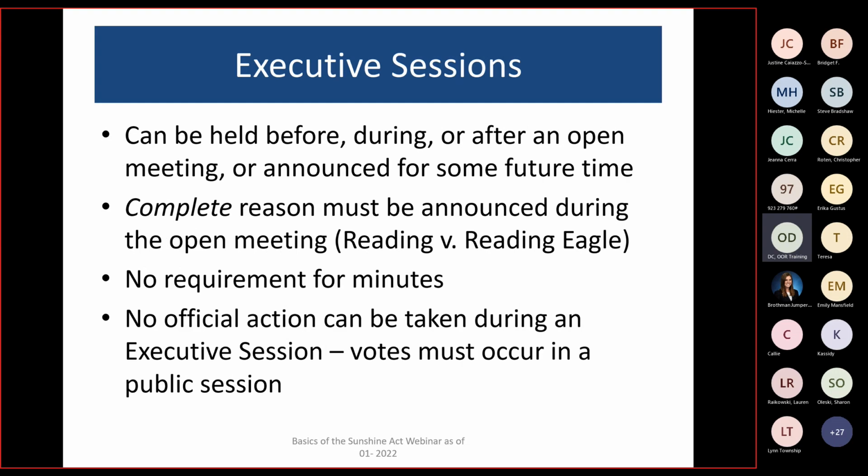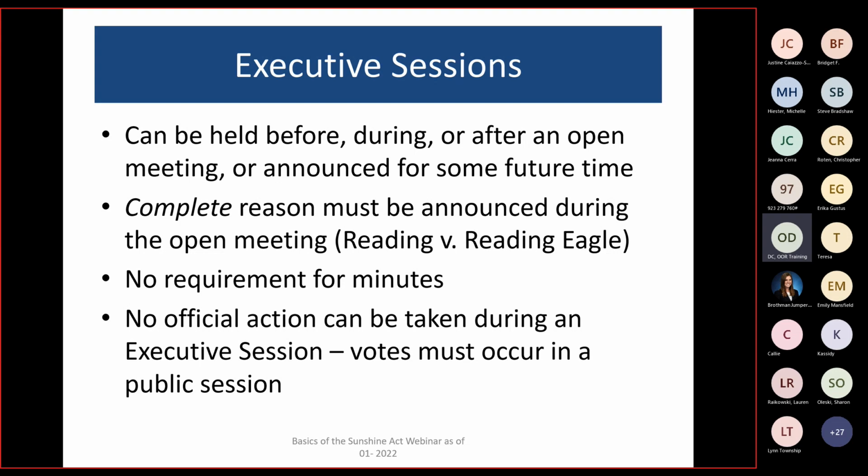Okay, let's talk about executive sessions mentioned earlier. Executive sessions are gatherings of the elected officials and anyone who has a need to know reason for being part of the gathering that are held outside of the public eye because of the sensitive nature of the discussion. Executive sessions can be held before, during, or after an open meeting, or they can be announced at a public meeting for a future date and time.